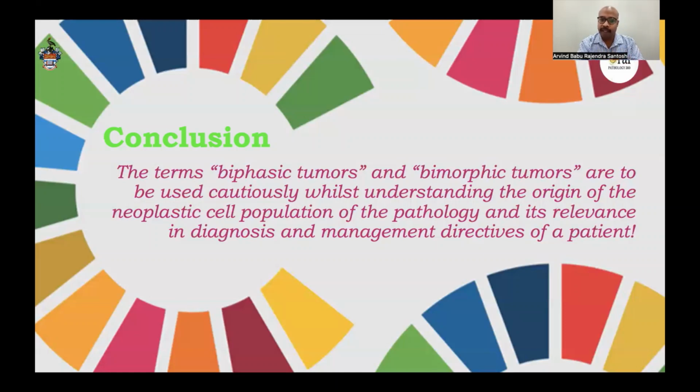So finally, I would like to say that biphasic tumor is a term that we should restrict to malignancy, when both components are malignant. When one is malignant and another is non-malignant, we should restrict it to be a bimorphic tumor. And this term should be used in terms of malignancy.